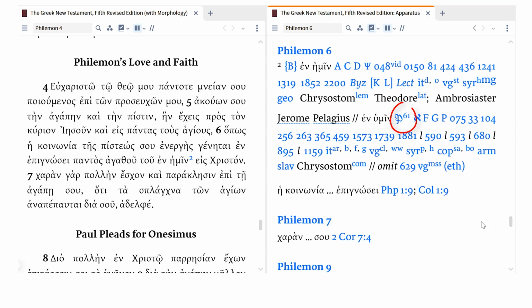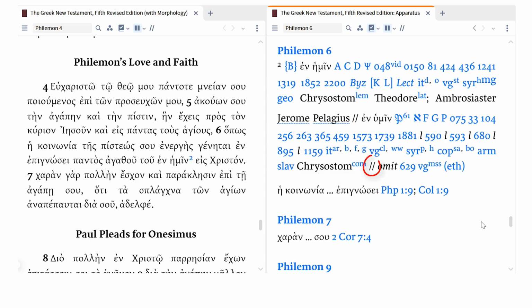So here's papyrus, here's capital letter manuscripts, lowercase manuscripts, some particular lectionaries. Here are our versions, and then church father, Chrysostom, according to a commentary.